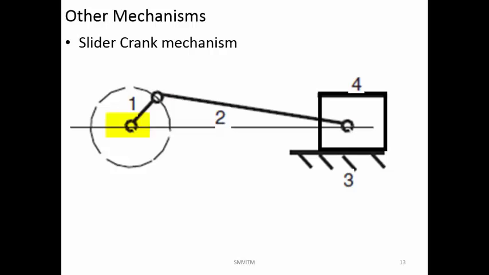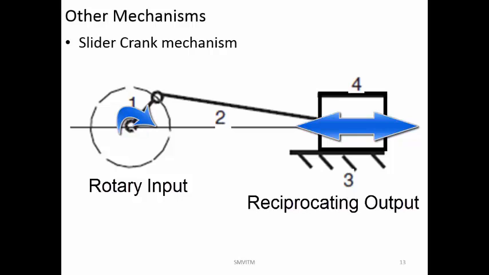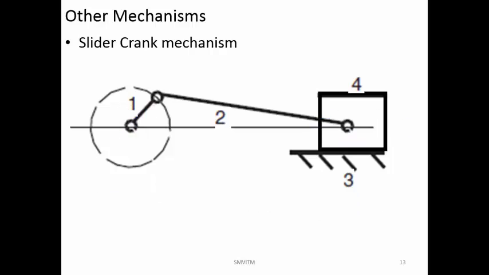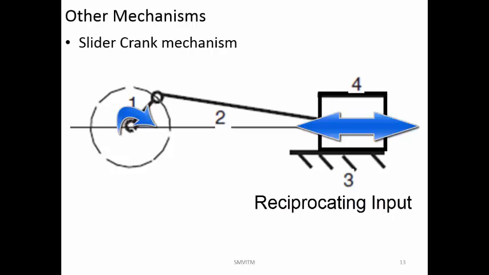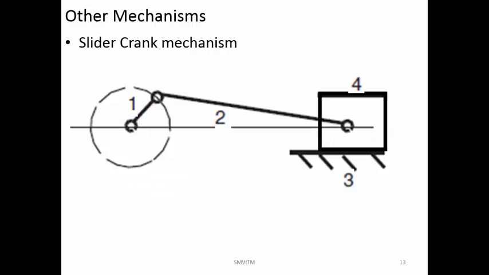Now it can function two ways. If you are giving a rotary motion at 1, the element number 4 is going to move forward and backward. If you are giving forward and backward motion to link number 4, link number 1 is going to rotate. So where do you use this? In the case of IC engines, link number 4, that is the piston, is going to move back and forth because you are burning the fuel. So the crankshaft is rotating.